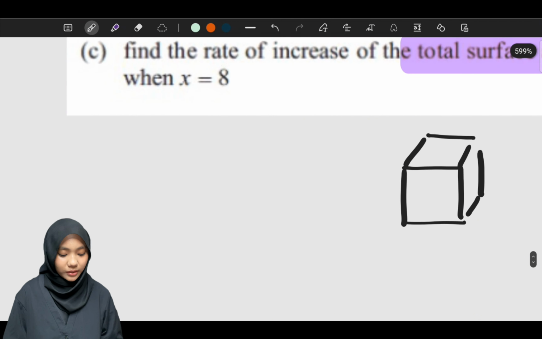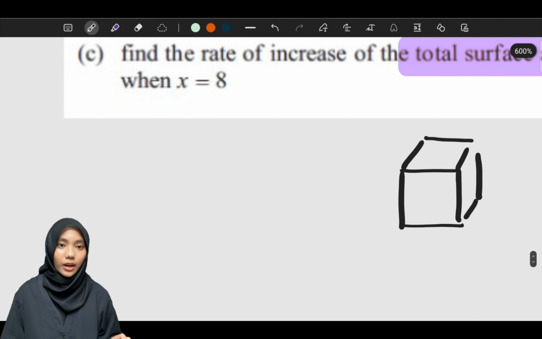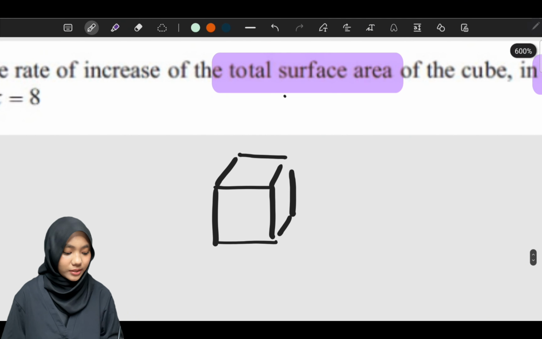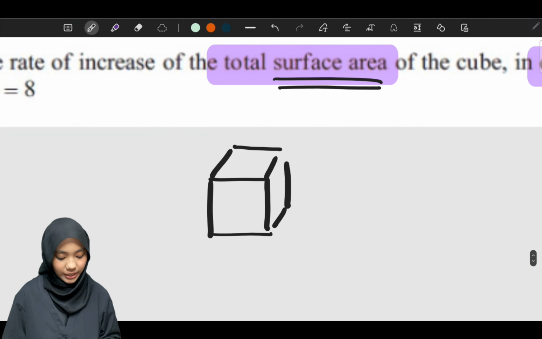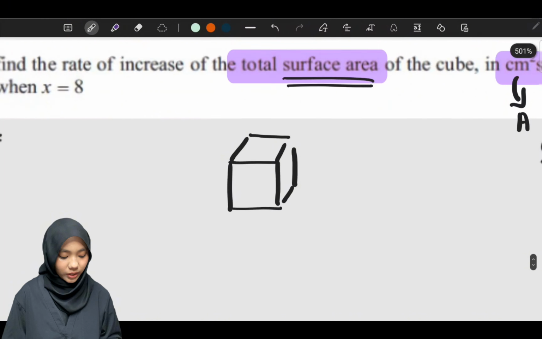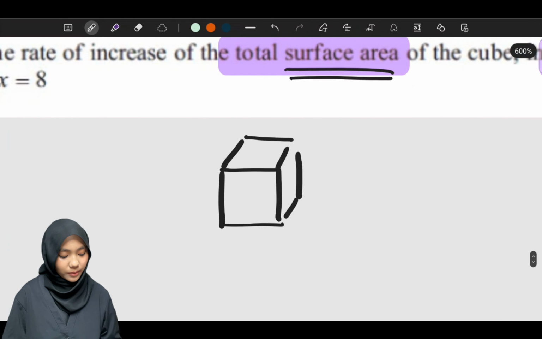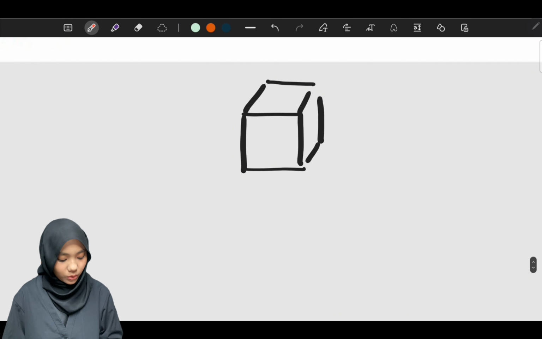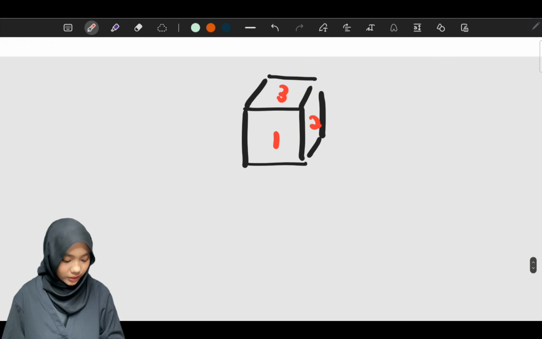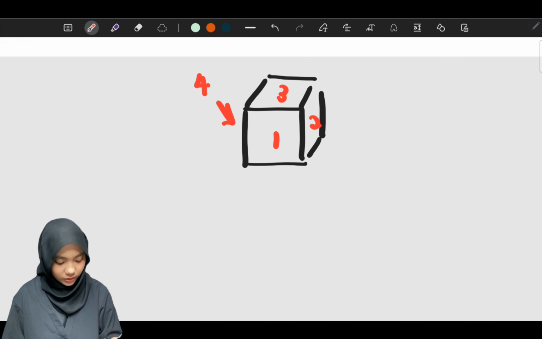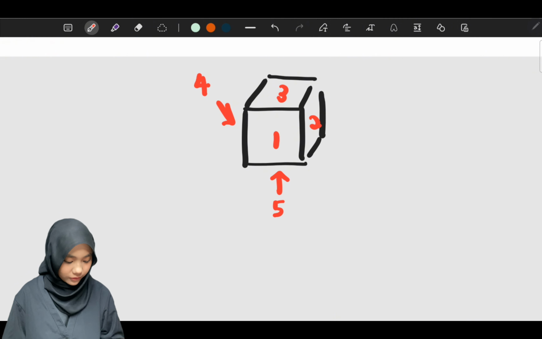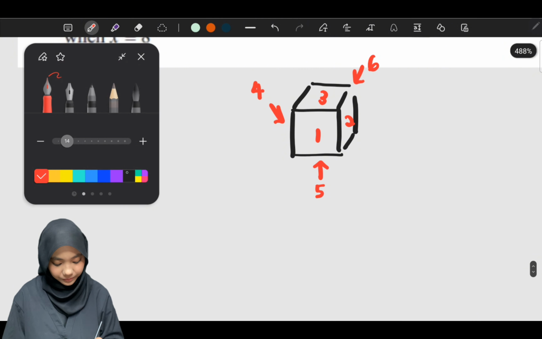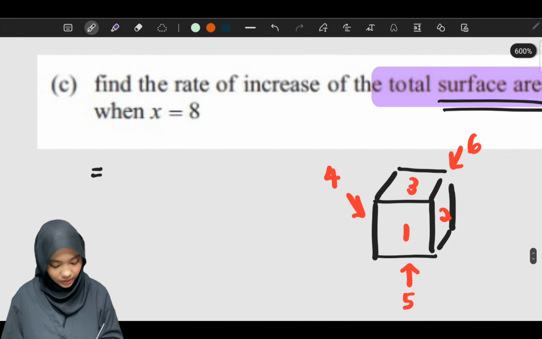Okay, the total surface area. Bila jumpa this kind of question, kita kena cari our own equation. The hint is given, which is the surface area. So surface area kat sini, soalan ni pasal cube kan. So berapa surface area on the cube? Kita boleh tengok kat sini, 1, 2, 3, and the hidden surface is 4, 5, and the other one is 6. So kita ada 6 surface area. So just tulis kat sini 6.